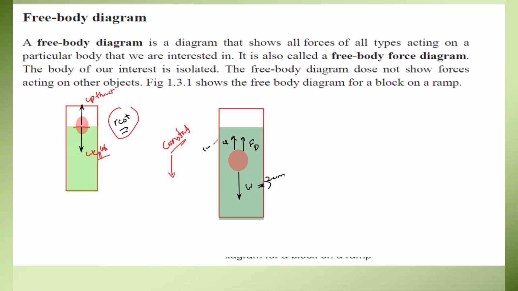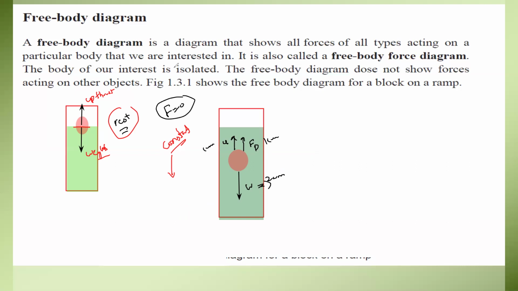So if I draw 1 centimeter for the upthrust, I will draw 1 centimeter for the viscous drag. Why? Because I want the resultant force to be zero. So if we don't want a resultant force, it means the length of the arrows we are drawing upward and the downward should be equal.